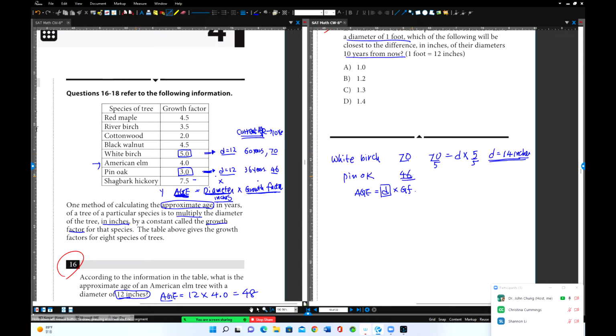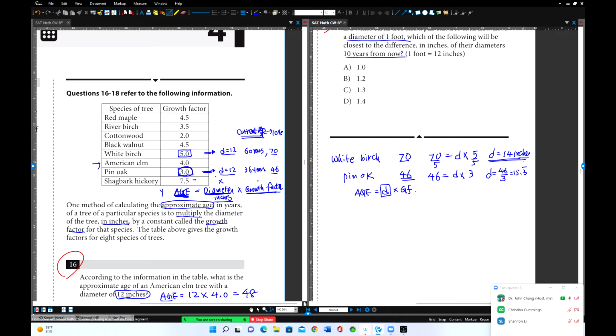Now after 10 years, the pin oak tree is 46 years. So 46 equals the new diameter times the growth factor, which is 3. So D equals 46 over 3, which is 15.3. Make sure you divide by 3. That is the new diameter after 10 years.